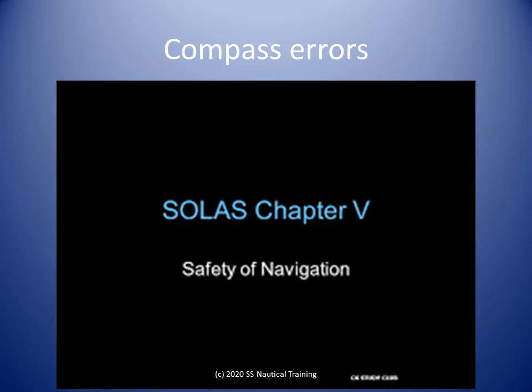Without terrestrial features, a practical way for a navigator to check the accuracy of the ship's steering compass is to compare its bearing of a heavenly body with that predicted. The predicted position and declination of heavenly bodies are tabulated in nautical almanacs.